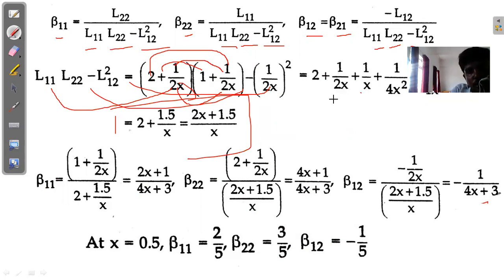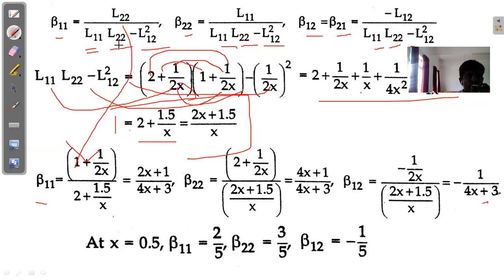So solve this one. Take the LCM, we get the answer equal to 2 plus 1.5 divided by x. Here we are going to substitute one. We get beta 11 equal to L22 is known. L22 equal to 1 plus 1 divided by 2x. L11 L22 minus L12 is equal to 2x plus 1.5 by x. Solving this, we get the answer equal to 2x plus 1 divided by 4x plus 3.